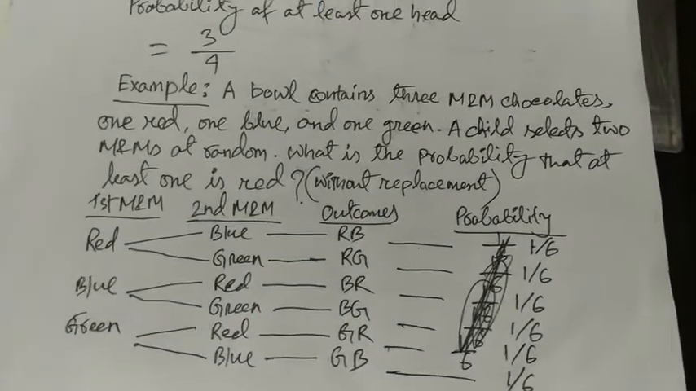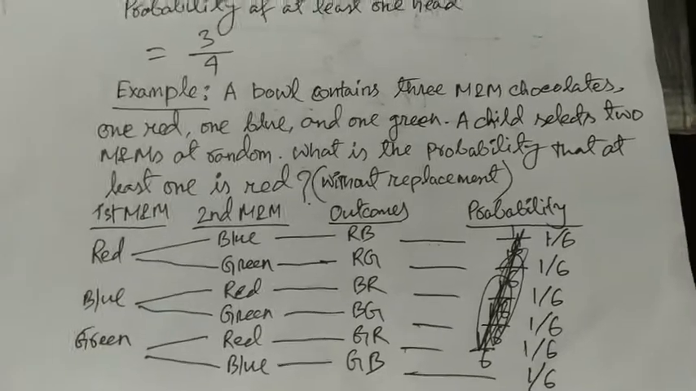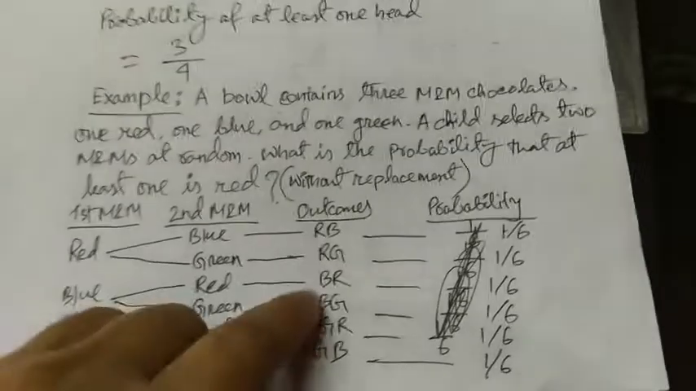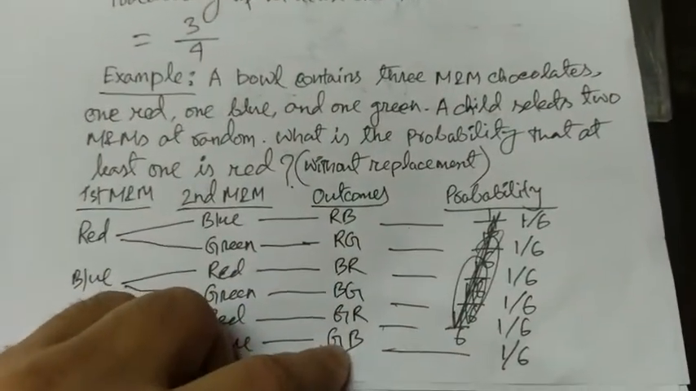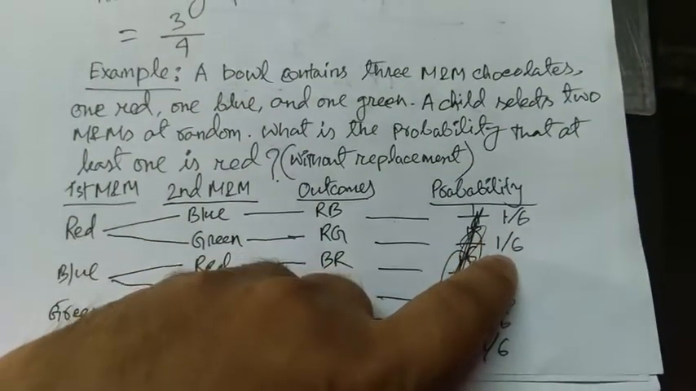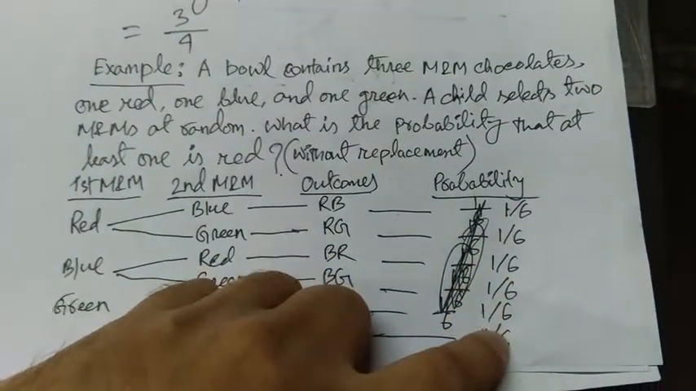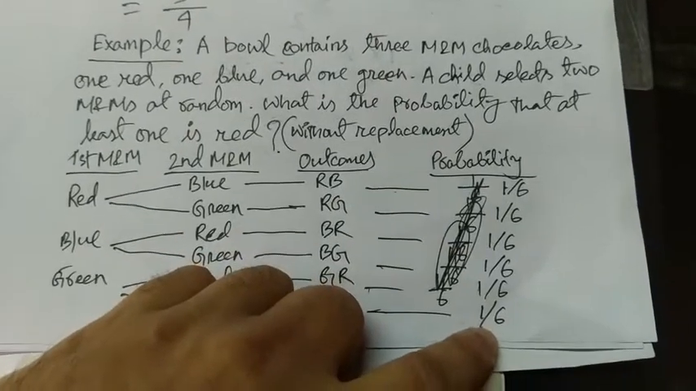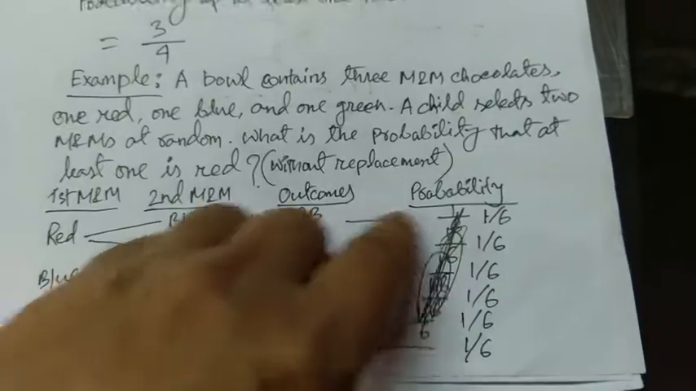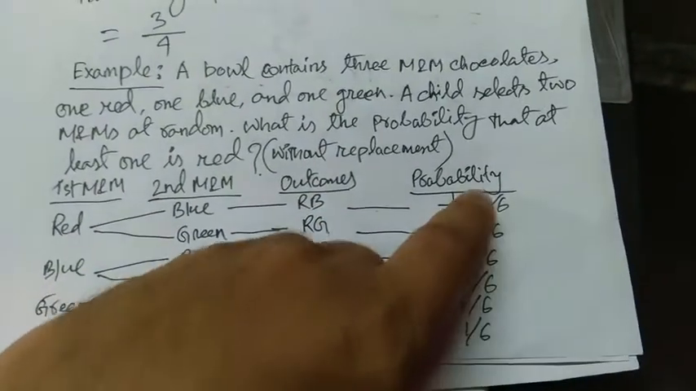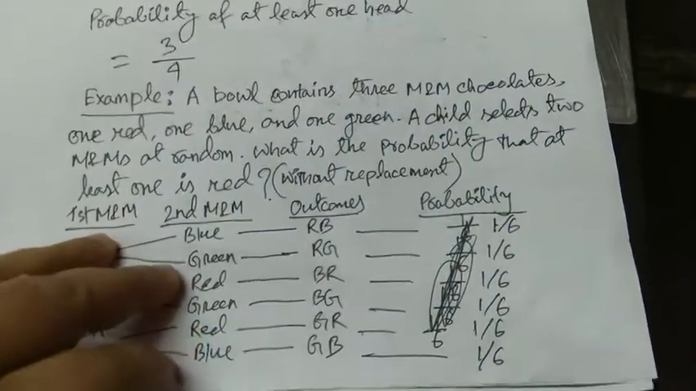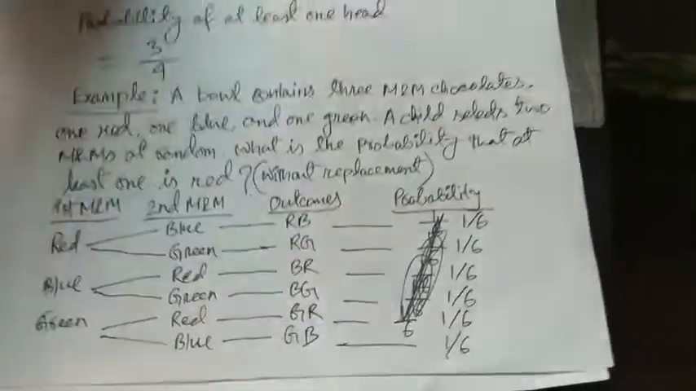Since the child will select the chocolate randomly, that means without any bias, all these outcomes have equal chance. That means all these outcomes have the same probability, 1 upon 6 each. Since 6 is the total number of outcomes, we have 6 in the denominator, and this is only one outcome, so we have 1 by 6. All the probabilities are the same, and if you add all these, you get 1. The total probability is always 1.